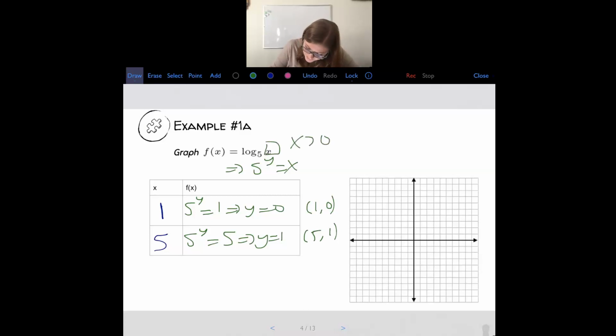So we have (1, 0) and (5, 1). It'll actually look something like this, where it's never going to cross over. It shall not pass over the vertical line x equals 0. And here's what it looks like.